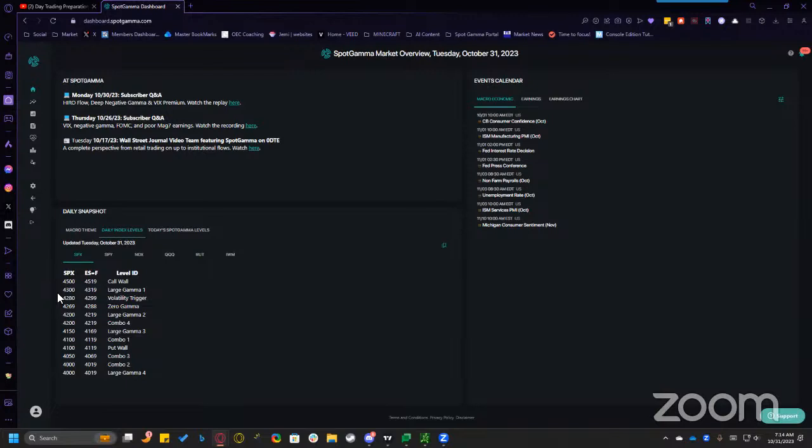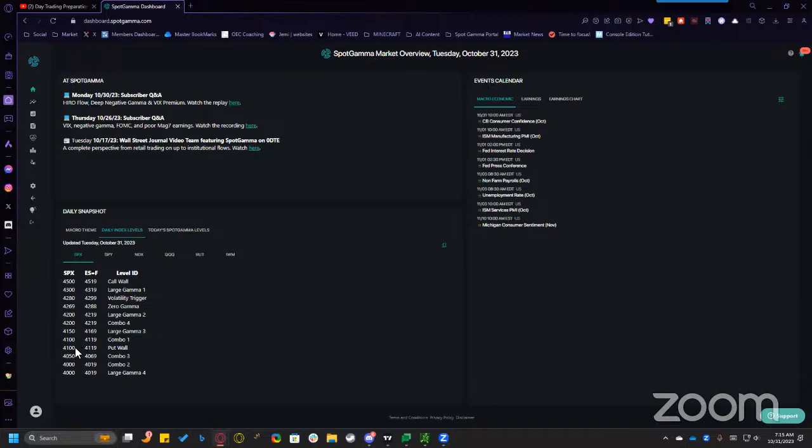Call wall 4,500. This is updated. If you are going to use Spot Gamma, always make sure that it has the current date. Depending on which one of these we jump through, that date might change. It didn't, but you never know until you look. So 4,500 is the call wall, and that's a long ways off. The vol trigger is 4,280, zero gamma 4,270, just round it, right? Easy numbers. So as long as we're underneath those levels, we're considered in a bearish complex.